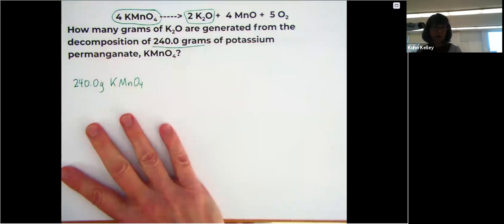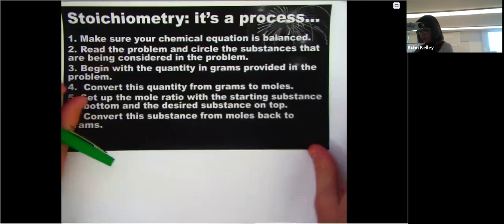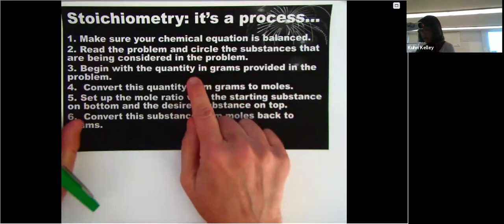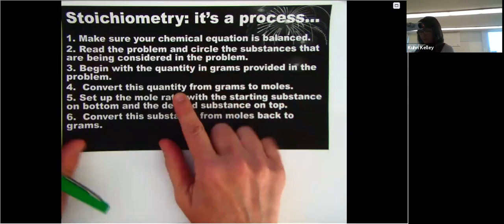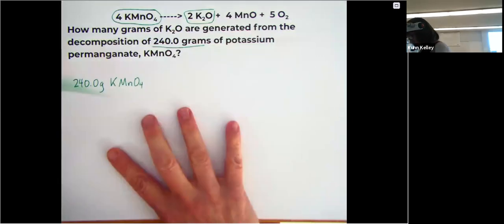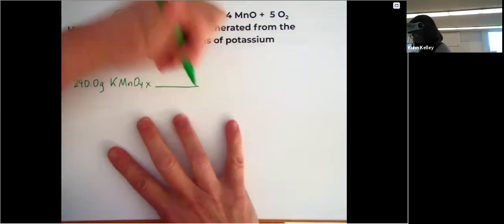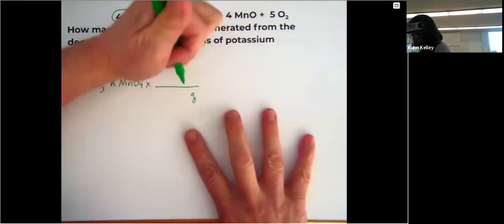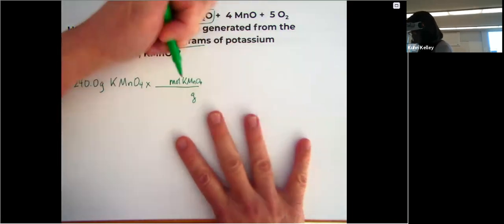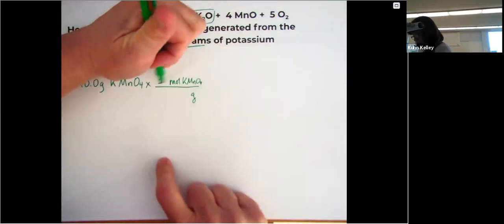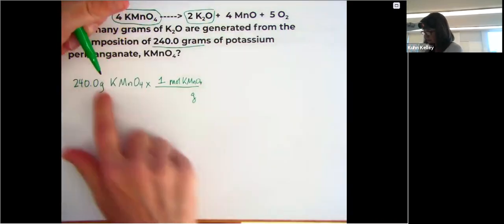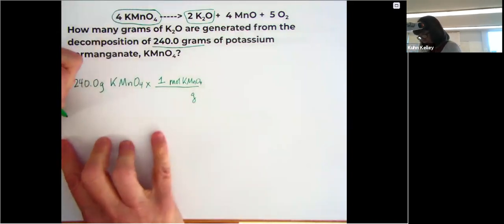Now, going back to our steps, I have my equation balanced, I've circled my substances, and I've written down the initial quantity that was provided in the problem. My first step after that is to convert that quantity from grams to moles. Since I'm starting with grams, that's going to go on bottom. Moles of this substance will go on top. Remember, in a conversion, the number that always goes with moles is 1. The number that goes with grams is going to be the number we get from the periodic table, adding up the molar masses.